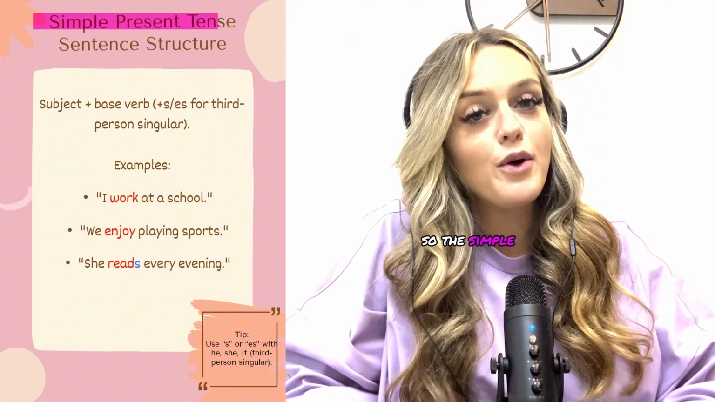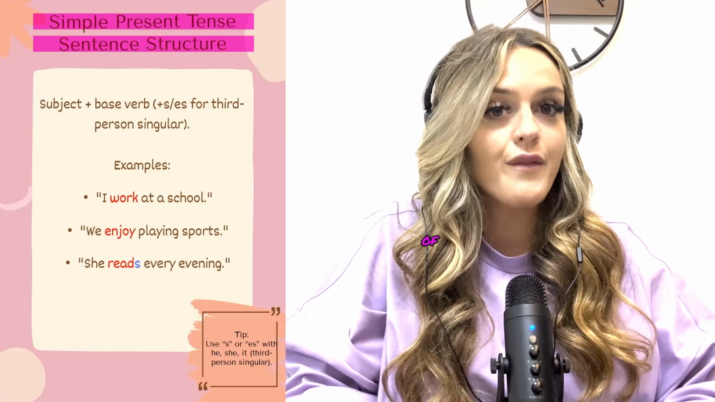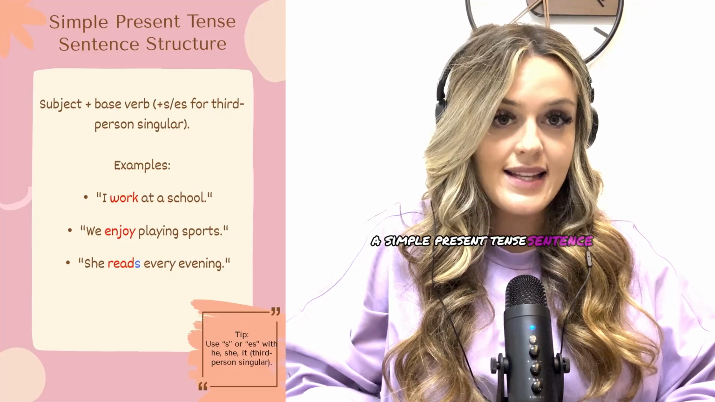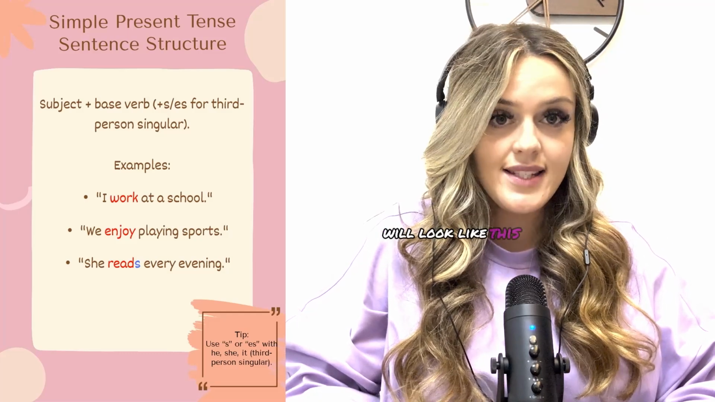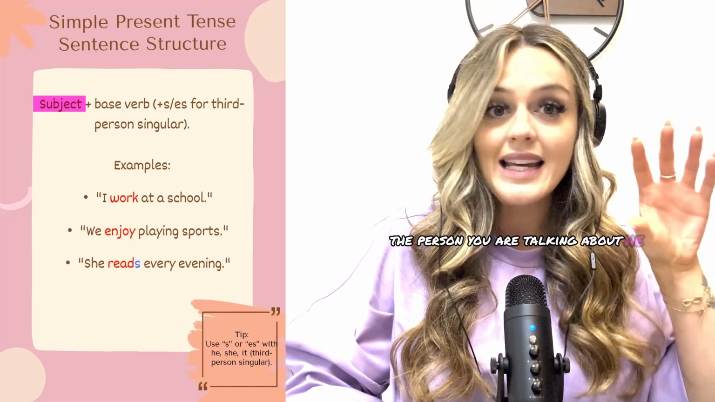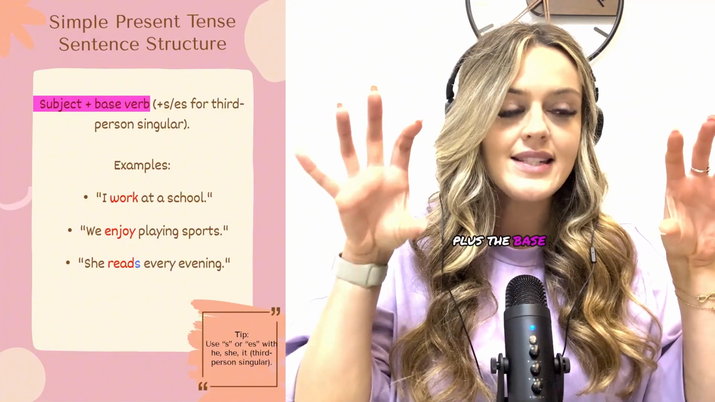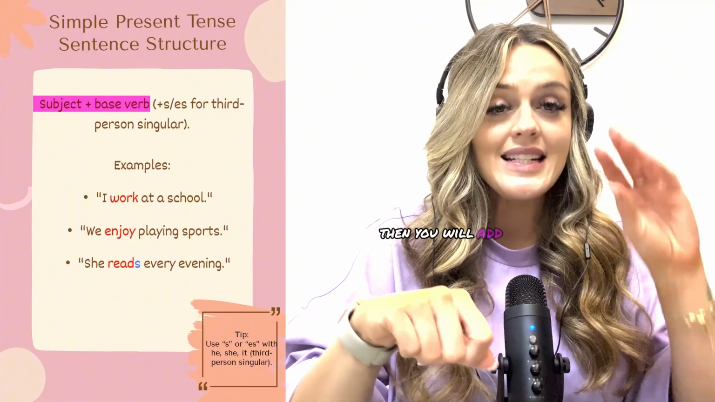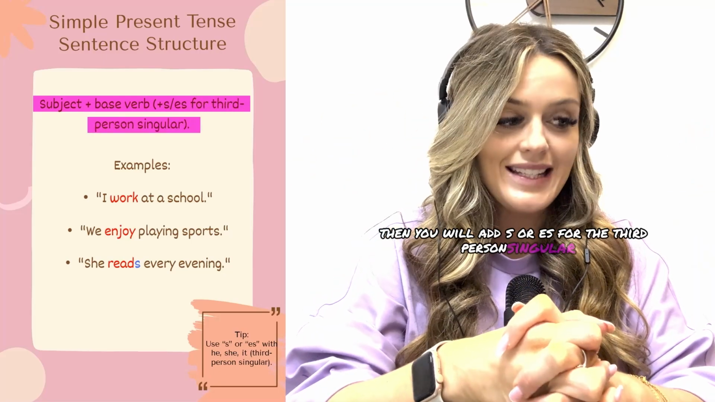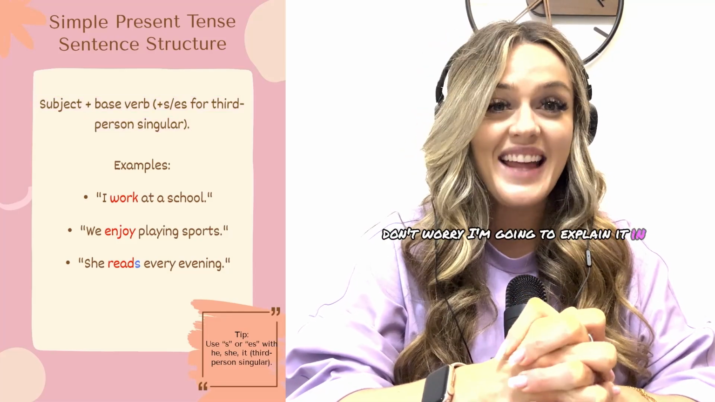So, the simple present tense. We're going to talk about the structure of the simple present tense. A simple present tense sentence structure will look like this. You will have the subject, the person you are talking about, he, she, you, I, they, plus the base verb. Then you will add s or es for the third person singular. Now, if that doesn't make sense to you, don't worry, I'm going to explain it in this episode.